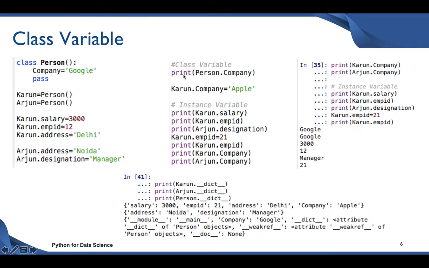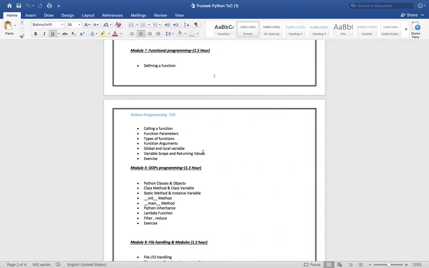So now if I try to write person dot company, this is the class variable, because we are trying to access the variable from the person class, right? So if I try to print person dot company, that would give me Google, right? Here if I try to write Karan dot company, another instance variable would get created, right? So let us try to understand this.